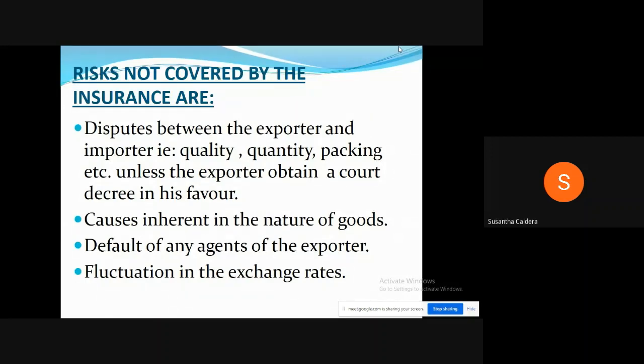Causes inherent in the nature of goods. Causes inherent in the nature of goods. Can you give me one example? I gave an example of this when we were discussing the risks in international trade. Perishable items.